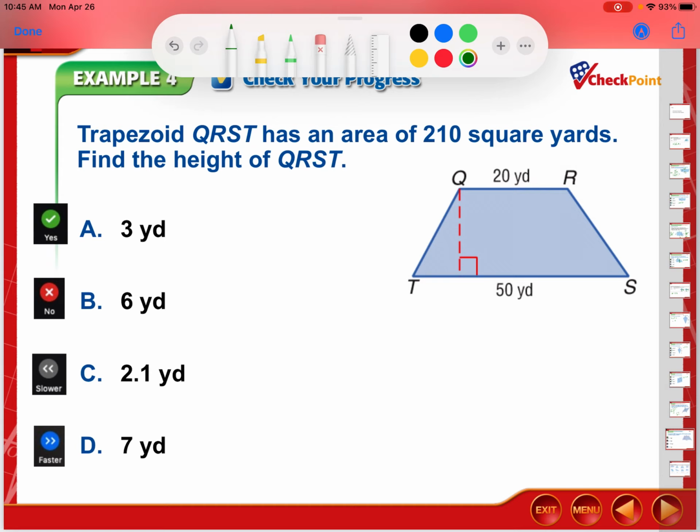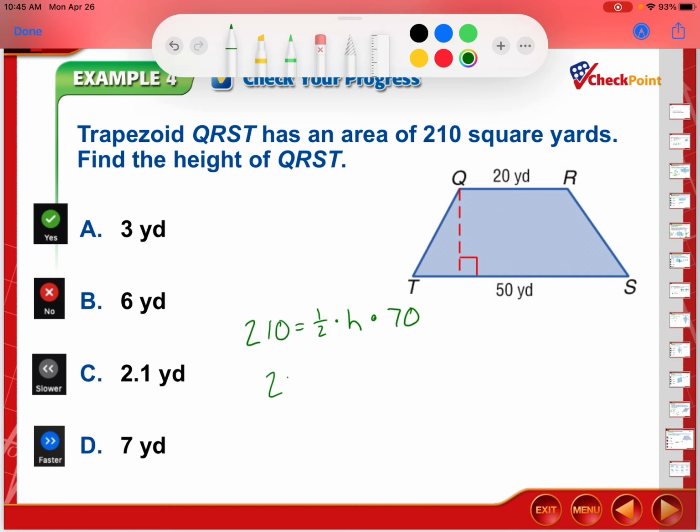Now you would get to try this one, and we would say trapezoid QRST has an area of 210 square yards. Find the height. So we're supposed to find the height. We know the area is 210, and 210 equals 1/2 times my height, which is unknown, times the sum of my two bases, which is 70.